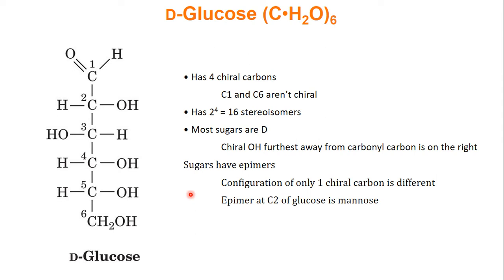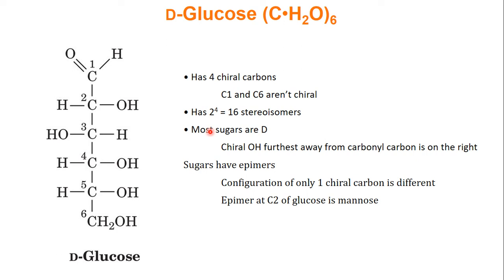Now let's look at the most important sugar in biochemistry, and that would be glucose. So glucose has 6 carbons, and 4 of those are chiral. So carbons 2, 3, 4, and 5 are chiral. 1 and 6 aren't. One is where your aldehyde is, and carbon 6 has 2 hydrogens. So glucose has 16 different stereoisomers. Each carbon can have its OH on one side or another, so it has 2 to the power 4 different possibilities.